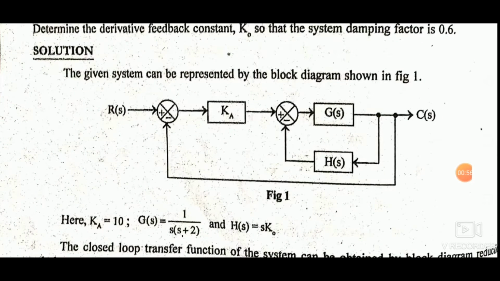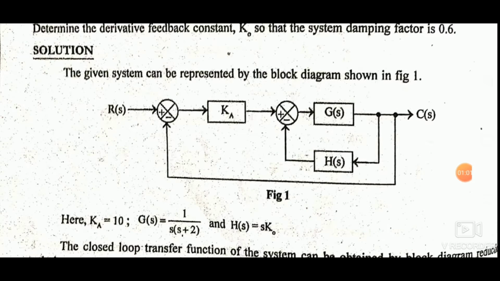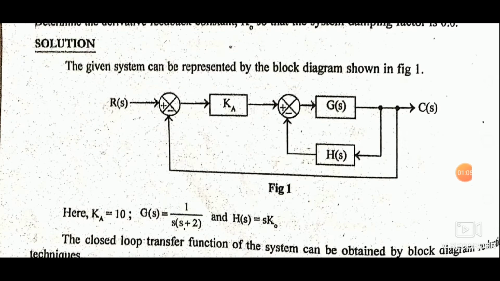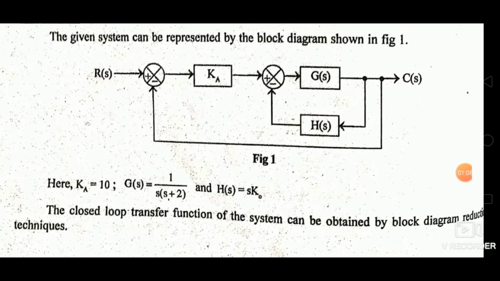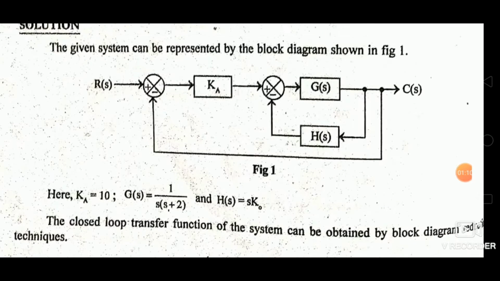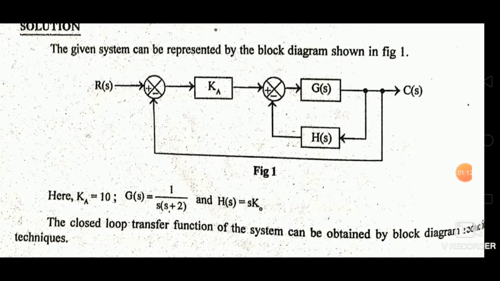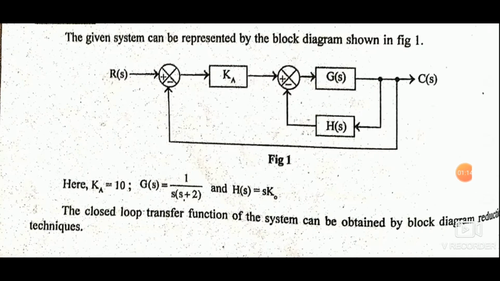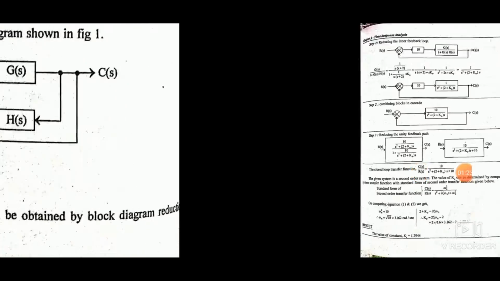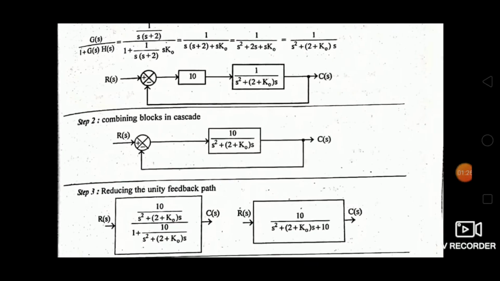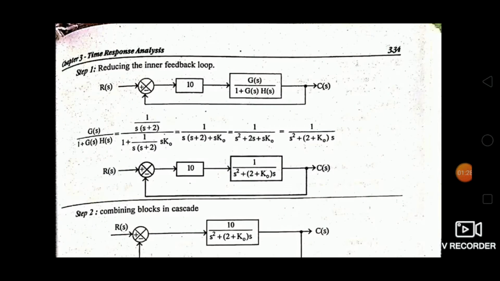K is equal to 10, G of S is equal to 1 by S into S plus 2, and H of S is equal to S K naught. We have to find the value of K naught. So from this we first find the closed loop, G of S by 1 plus G of S H of S, then multiply by K. Then next find the closed loop feedback loop: 10 into G of S by 1 plus G of S into H of S.